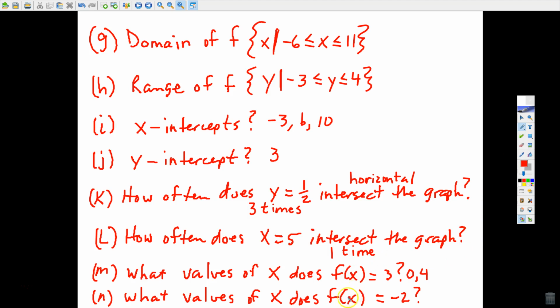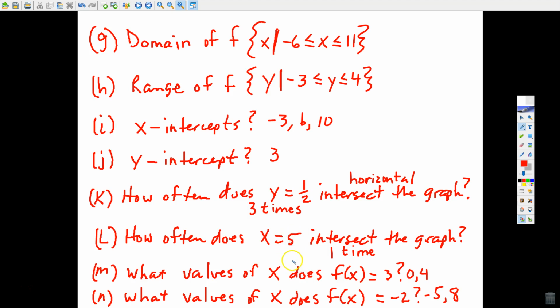And then finally, a similar question, for what values of x does f of x equal -2? You can just go to -2 on the y-axis and then look left and right, and you should be able to see that to the left you have the point -5, -2. So -5 is an answer. And then if you go to the right of the y-axis, a little further to the right, you see the point 8, -2. So 8 is another of our answers.